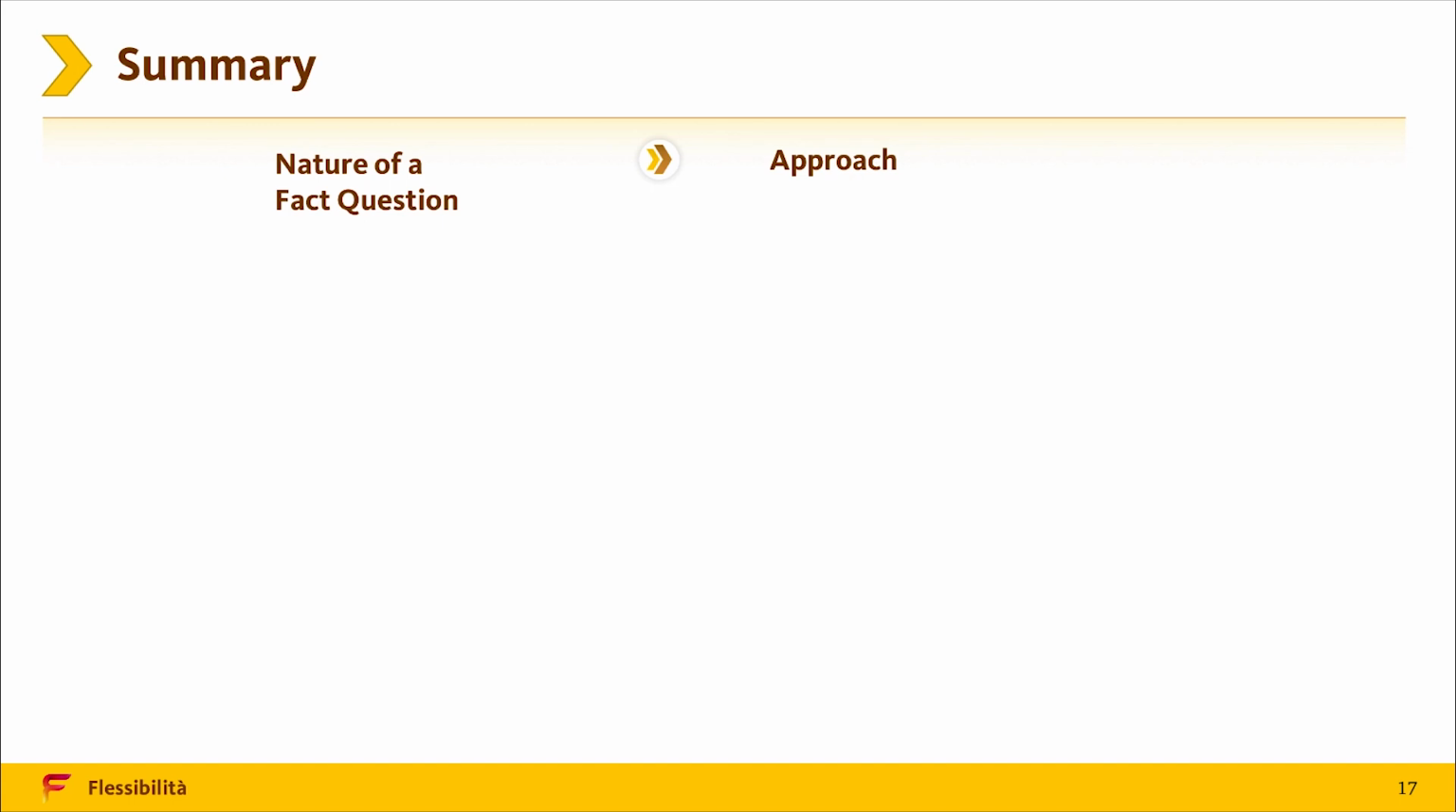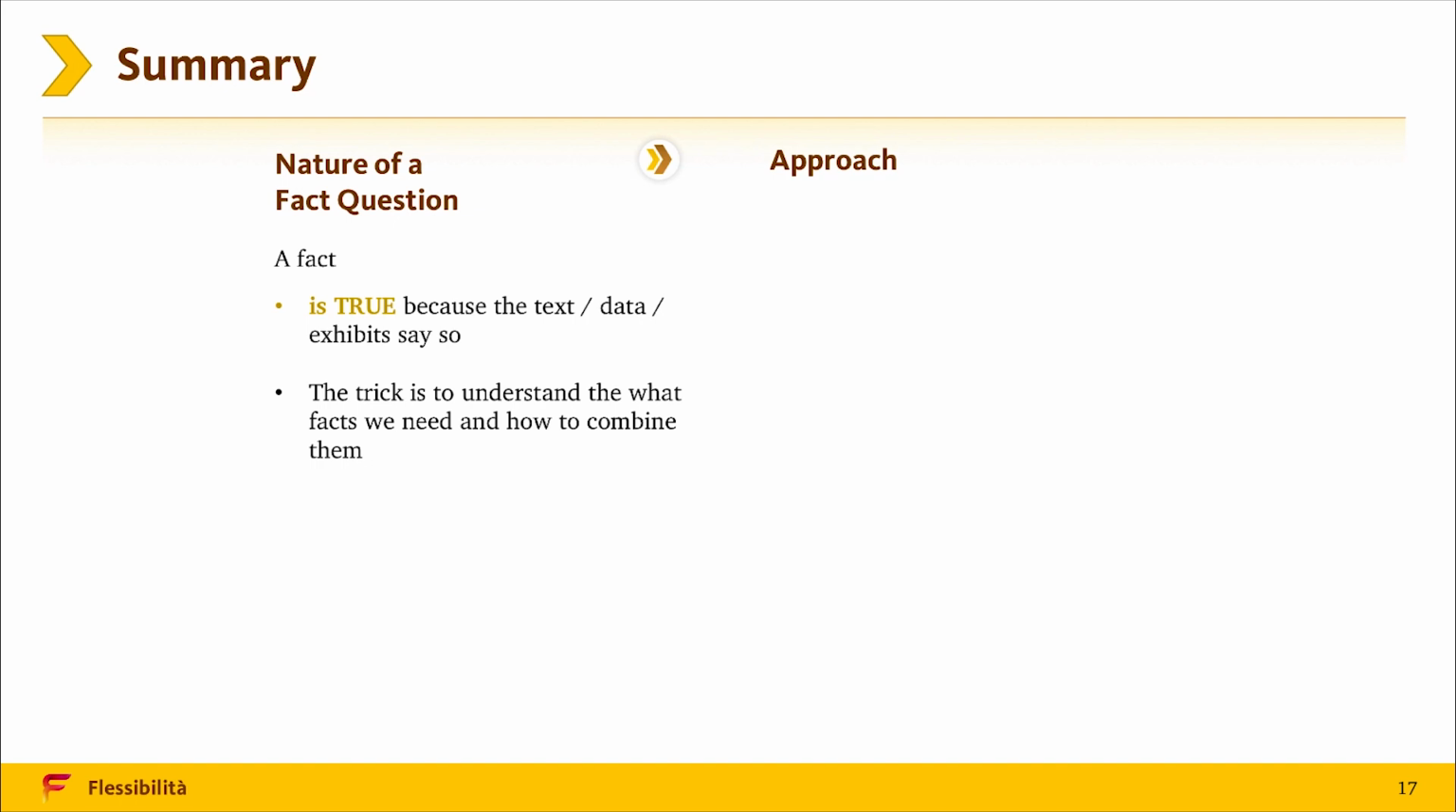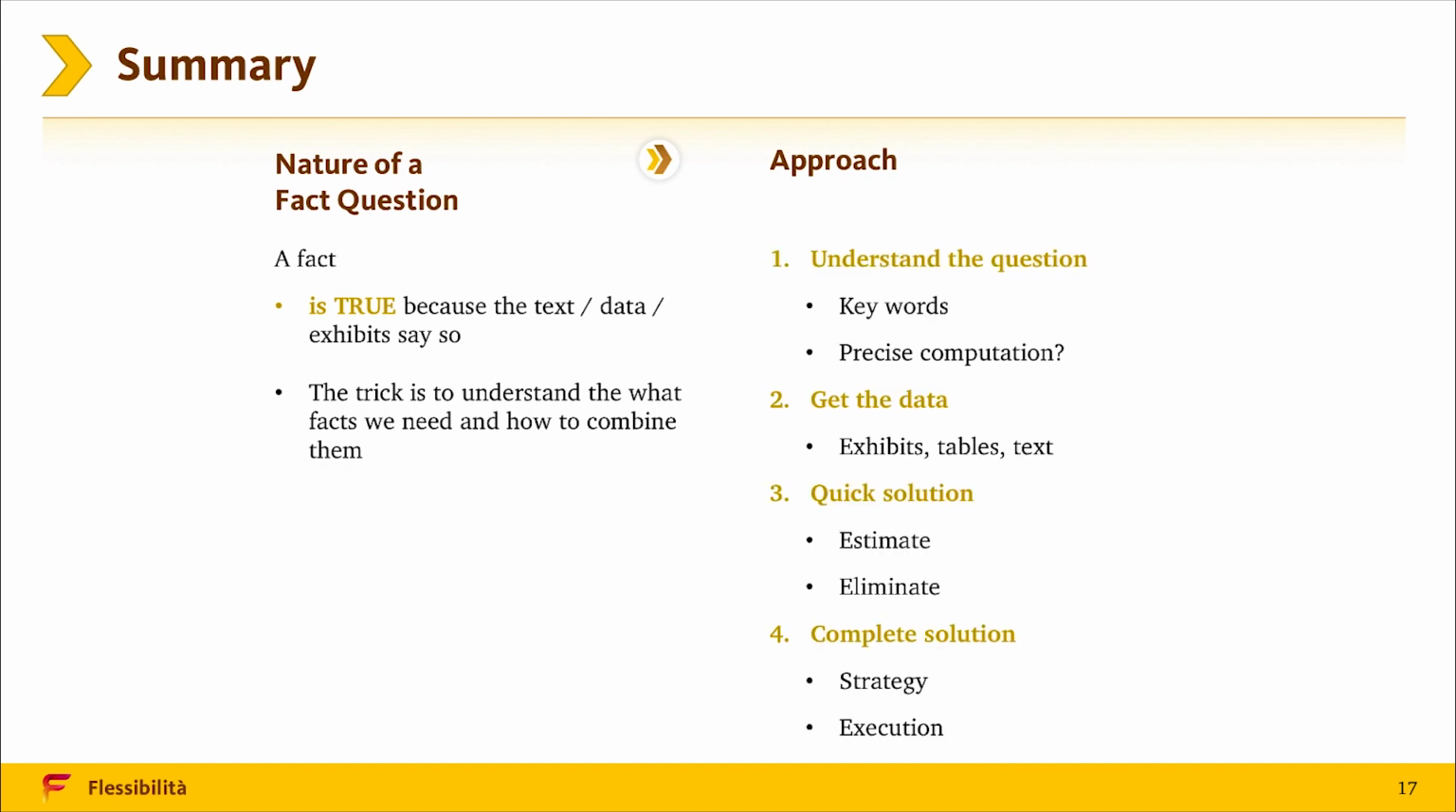Let us synthesize what we have learned today. A fact is just what we get from the data. It is true by definition. We just need to get the right data and tweak and mix it in the right way to establish this fact. The way we do this tweaking and mixing is via 4 steps.